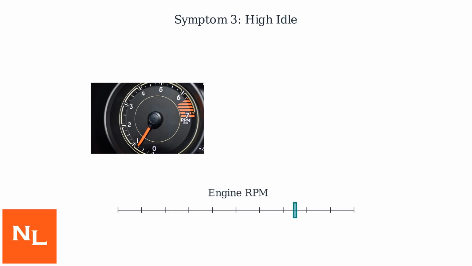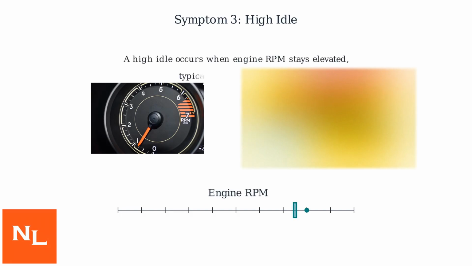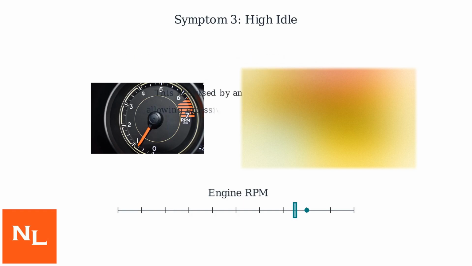A high idle occurs when the engine RPM remains elevated, typically above 1500 RPM. This is usually caused by an IACV that's stuck open, allowing excessive air to enter the engine even when it should be idling at a lower speed. This can lead to increased fuel consumption and wear on your engine.